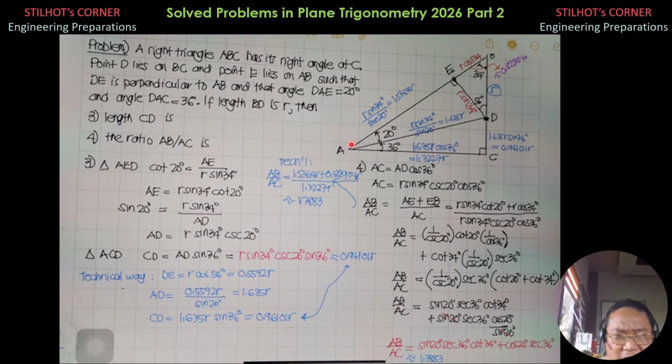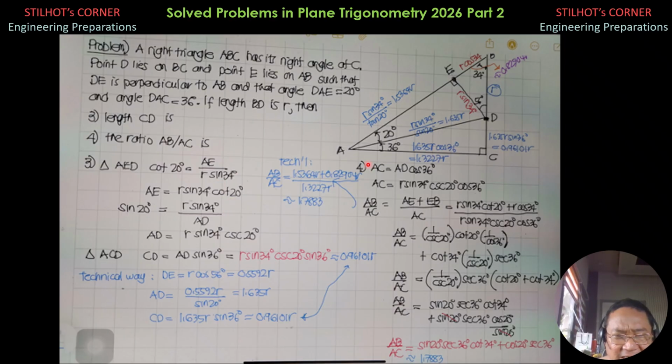So let's continue in triangle AED. Cotangent of 20 degrees equals this adjacent side AE over opposite. So AE over opposite, which is r sine of 34. Therefore, AE is r sine 34 cotangent of 20 degrees.